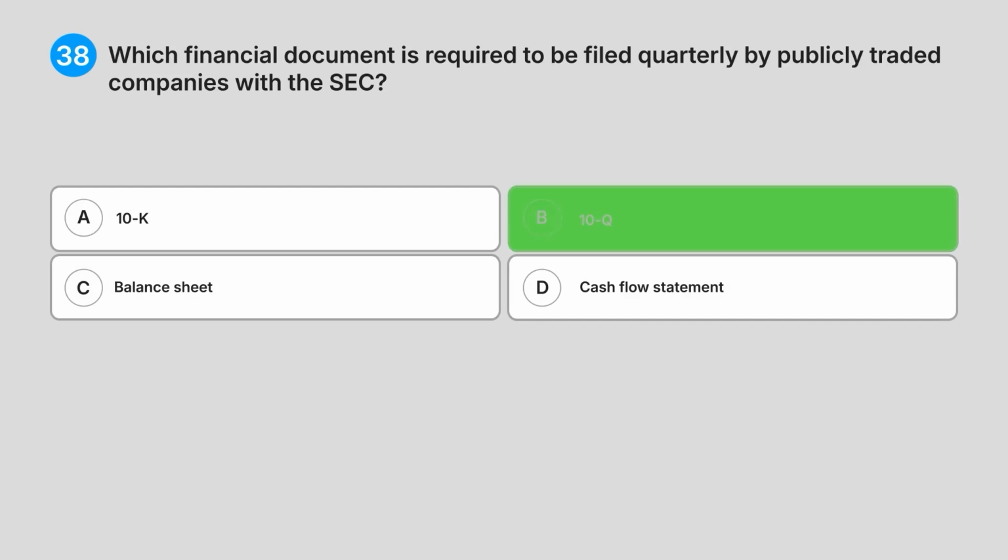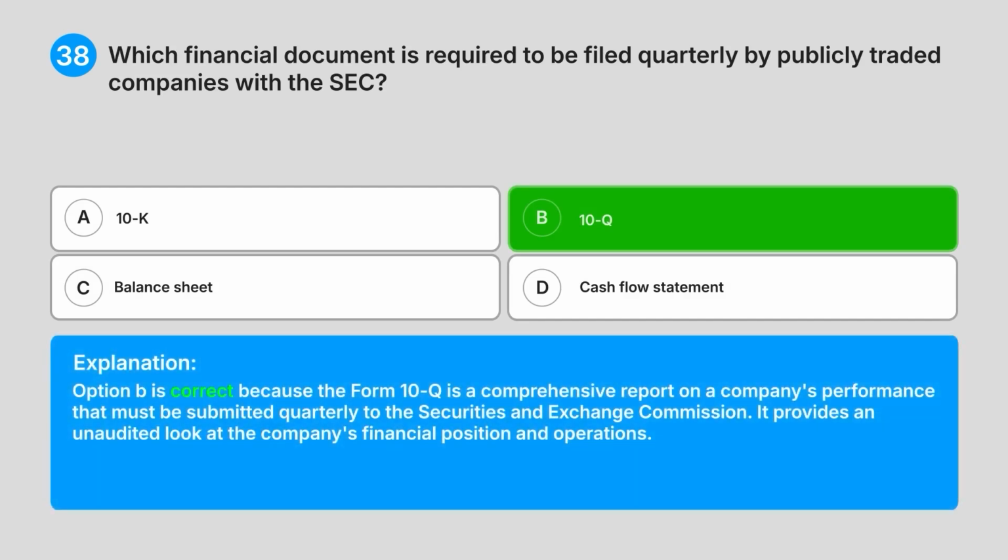Correct answer: B. 10Q. Explanation: option B is correct because the Form 10Q is a comprehensive report on a company's performance that must be submitted quarterly to the Securities and Exchange Commission. It provides an unaudited look at the company's financial position and operations.